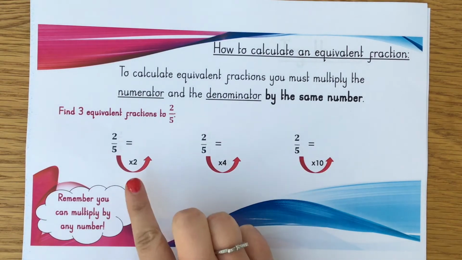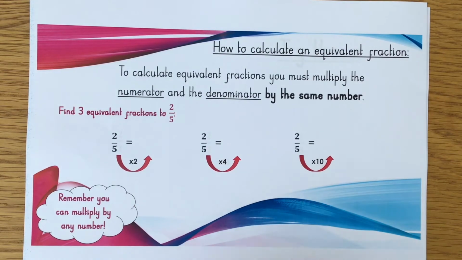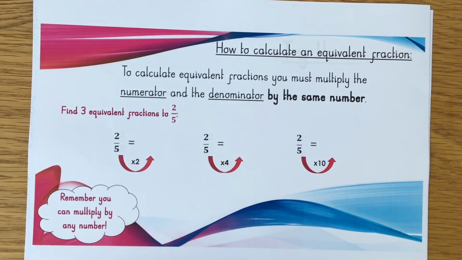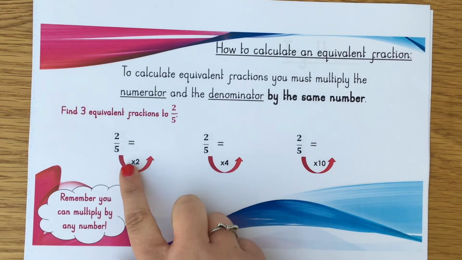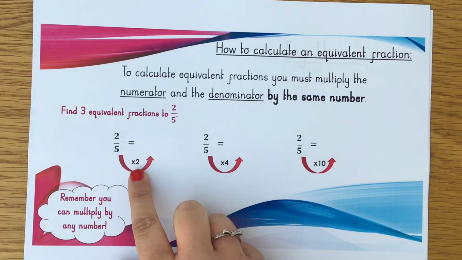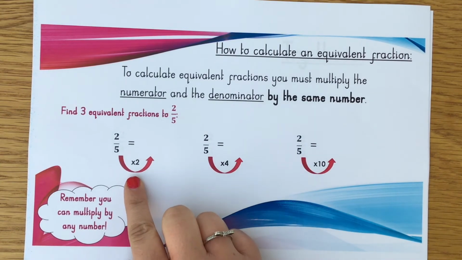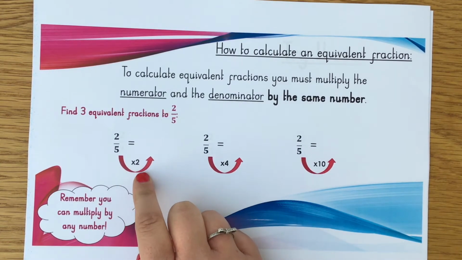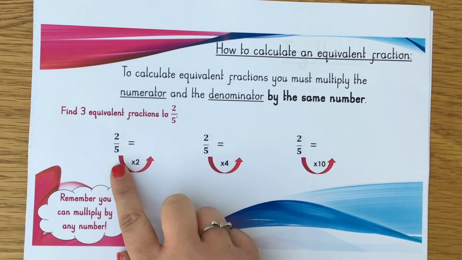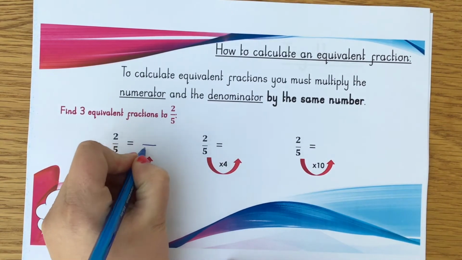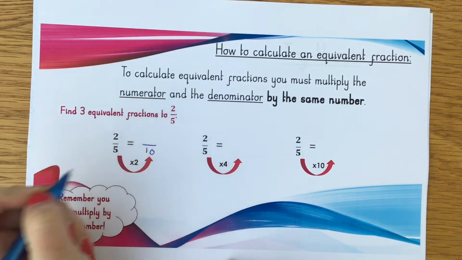So I'm looking for 3 fractions that are equivalent to 2/5. Now, remember I've just said I'm going to times the numerator and the denominator by the same number, okay? So looking at this one, if I was going to have my multiplier as 2 to make my new fraction, so 5 times 2 is 10. So my new denominator would be 10.